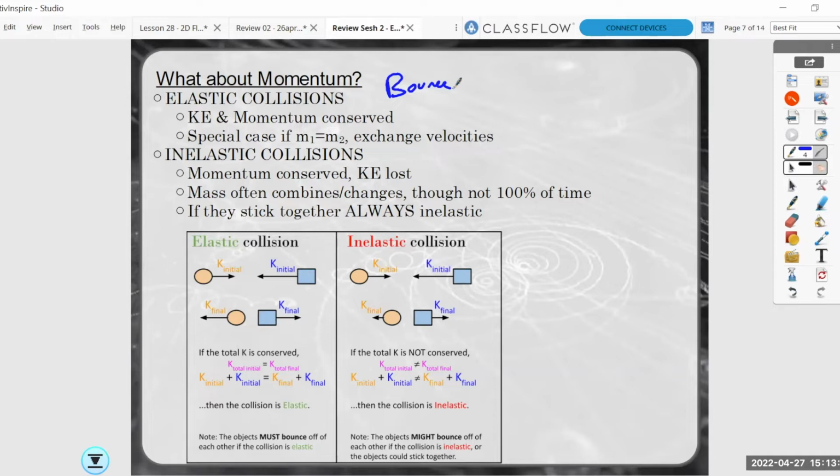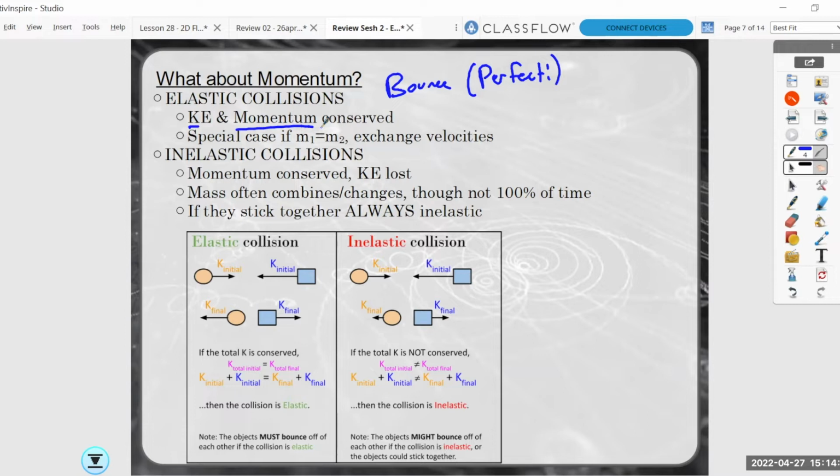In order for this to be a perfectly elastic collision, both kinetic energy and momentum are conserved. You don't lose a drop of energy. Kinetic energy and momentum are both conserved. These can get a little bit complicated to solve. You can do some algebra and set up a system of equations.